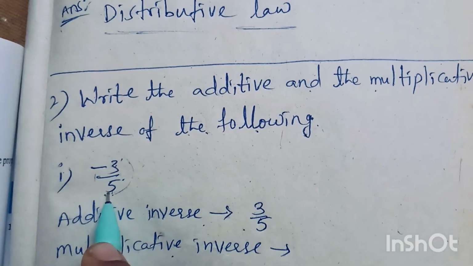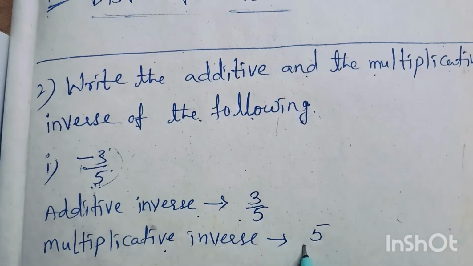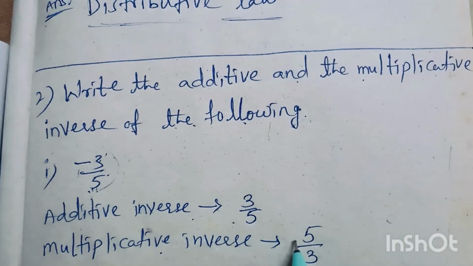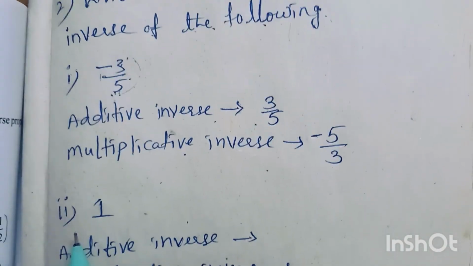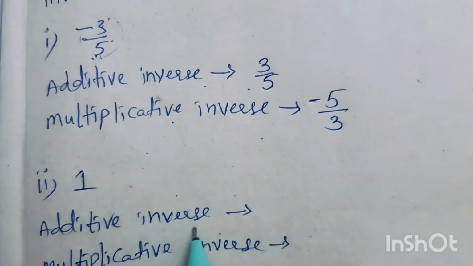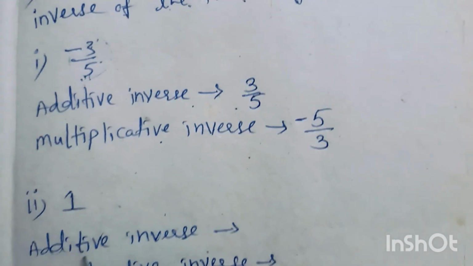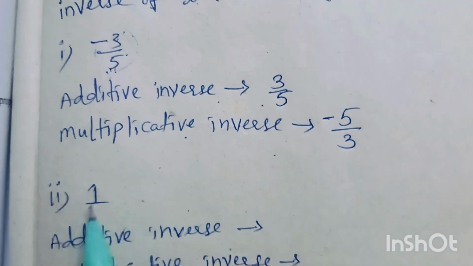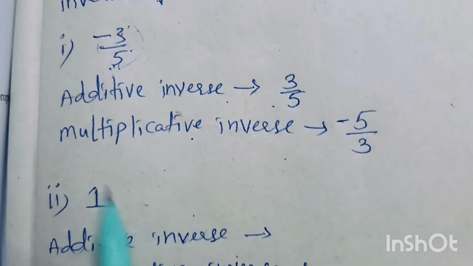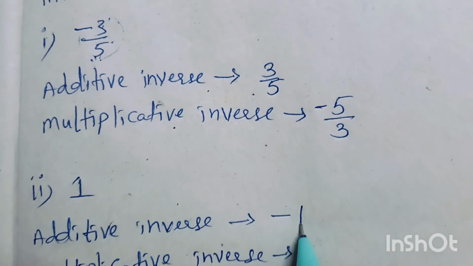Now this is a negative number, so we write a positive number. Next, the multiplicative inverse of minus 3 by 5: 3 by 5 is there, no? Now it will become 5 by 3, and the minus symbol we put as it is. Next, the second one, 1. Additive inverse means, as I said already, focus only on whether it is positive or negative. This 1 is positive, no? We have to write negative 1.